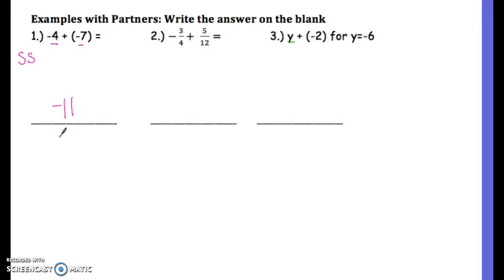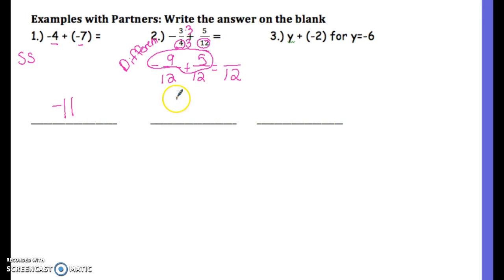When you have fractions, you still need to get a common denominator. So I'm going to keep my negative. My common denominator between 4 and 12 is going to be 12. So I have to multiply by 3. So I get -9 over 12 plus, this stays 5 over 12. Your denominator stays the same. It's just going to stay 12. But now when I look at my numerators, negative 9 plus 5, they are different.